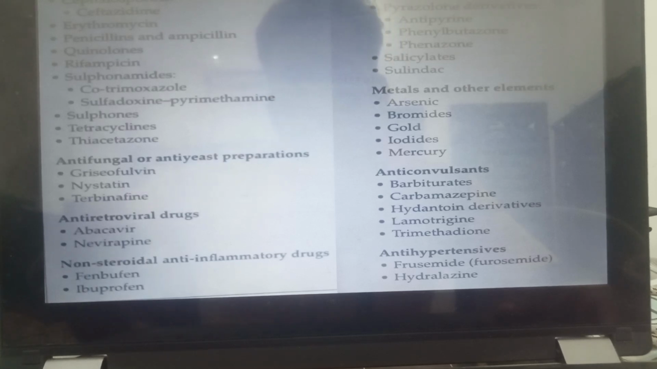There are certain metals, for example arsenic, bromide, gold, iodide, and mercury, which are involved in causing erythema multiforme-like lesions. Anticonvulsant drugs are barbiturates, carbamazepine, hydantoin derivatives, lamotrigine, and trimethadone. These anticonvulsant agents are involved in erythema multiforme. Another category is antihypertensive drugs, for example furosemide and hydralazine.